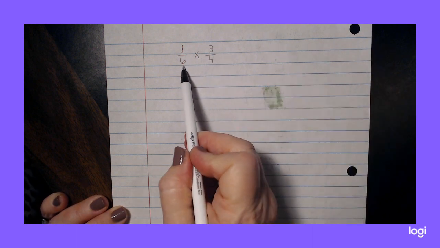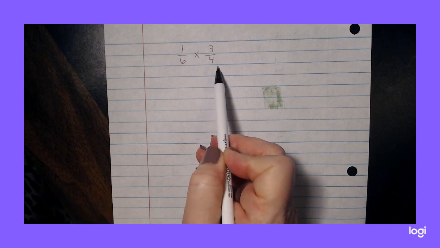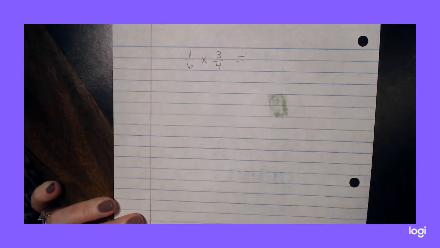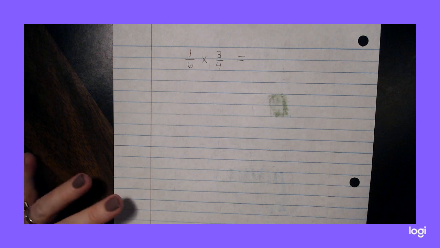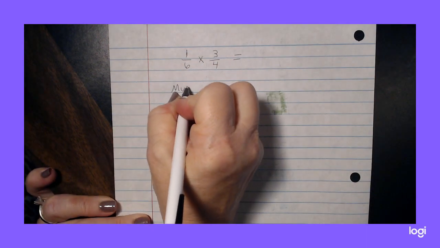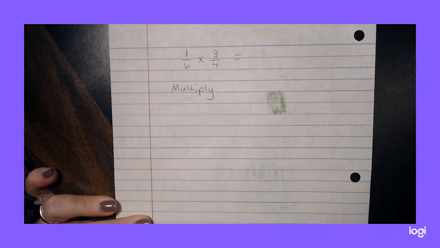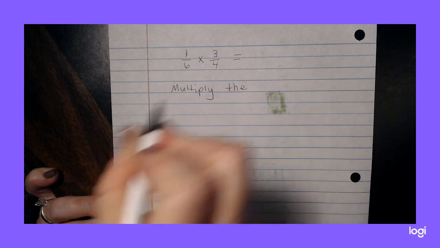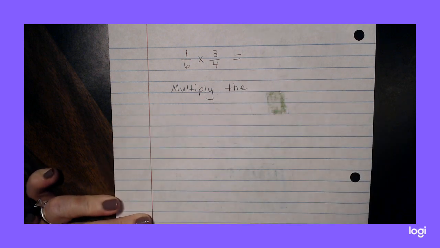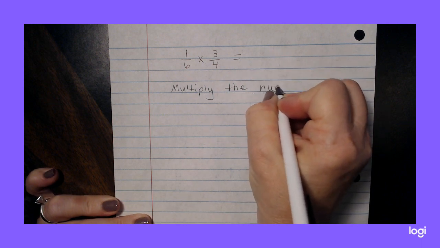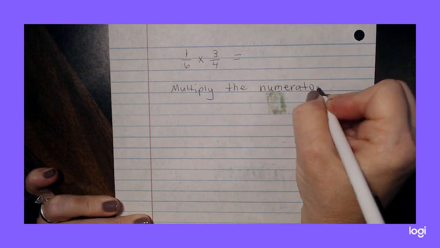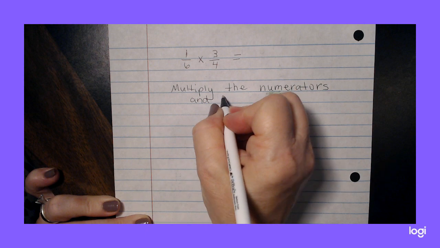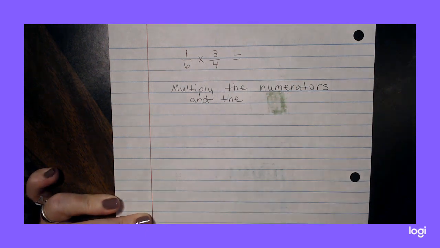Now, if we made our model, we would make 1/6 and 3/4, but this one, we're not going to make our model. This one, we are just going to solve the problem. But I want us to label what we're going to do. I want you to write here that we are going to multiply, and we're going to write the word numerator in our notes. We're going to multiply the numerators and the denominators.